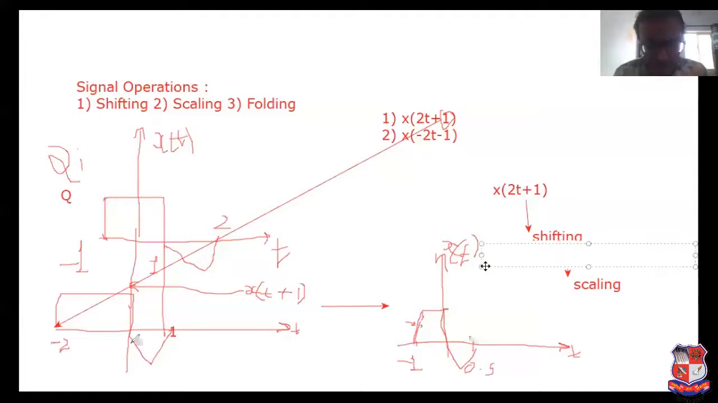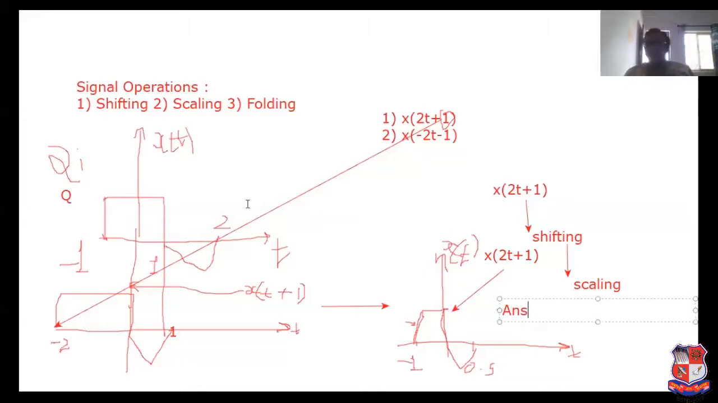So it is the answer, x of 2t plus 1. It is considered as the final answer of the given question. So the x of 2t plus 1 operation is complete. First shift the signal, then apply the scaling operation. So it is the example that can be related to signal operation. That's why we have discussed it in this particular lecture.